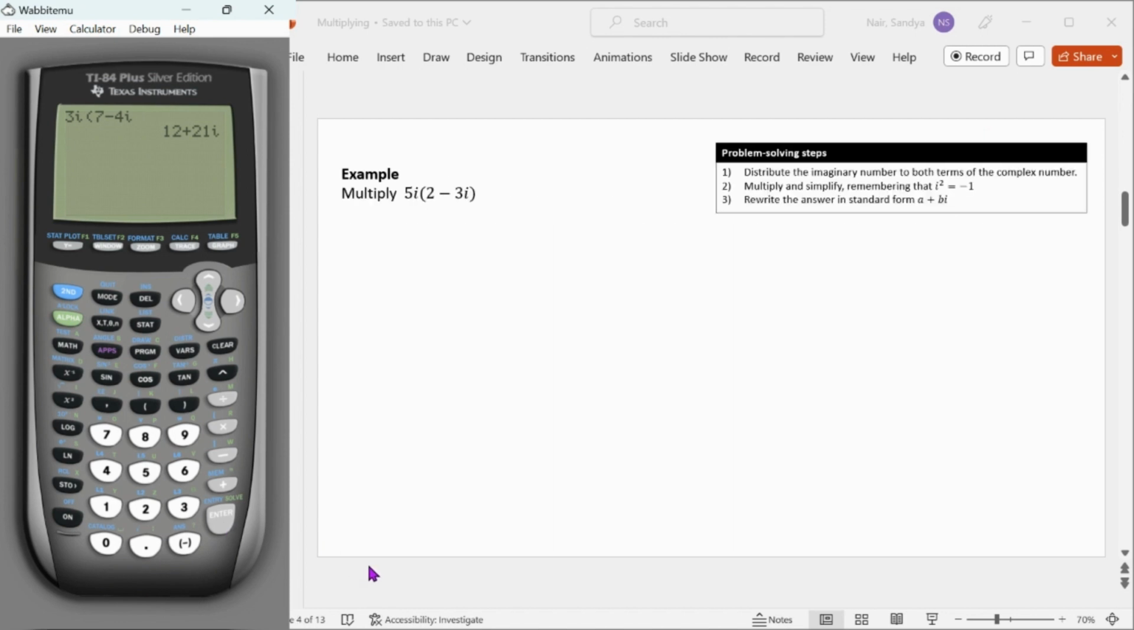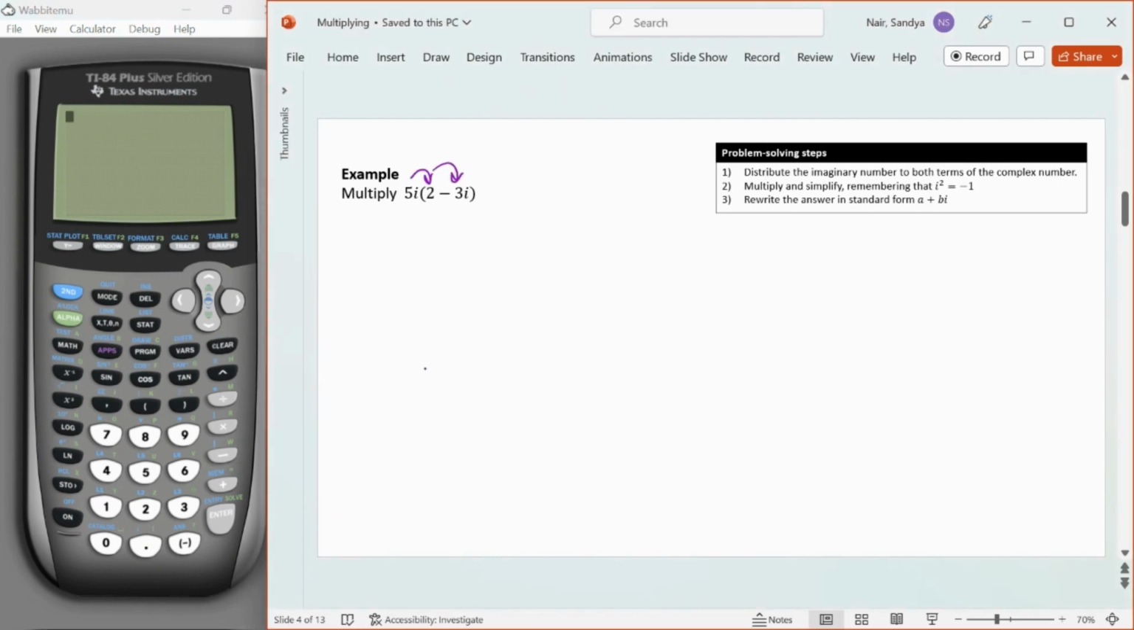So let's try now multiplying 5i times 2 minus 3i. Remember, we're going to distribute that imaginary number to every term in the complex number. So we have 5i times 2 minus 5i times 3i. So 5i times 2 is going to be 10i, and then we have minus, well, 5 times 3 is going to be 15, and then i times i is going to be i squared.